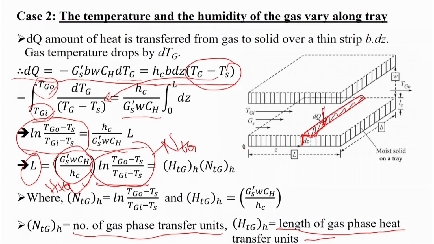Now, just as we recall for the humidification chamber, we got the total height of the cooling tower H as the multiplication of the number of gas phase transfer units into the height of the gas phase transfer unit. Here also we have a similar result: the total length of the wet bed is the number of gas phase heat transfer units into the height of the gas phase transfer unit.